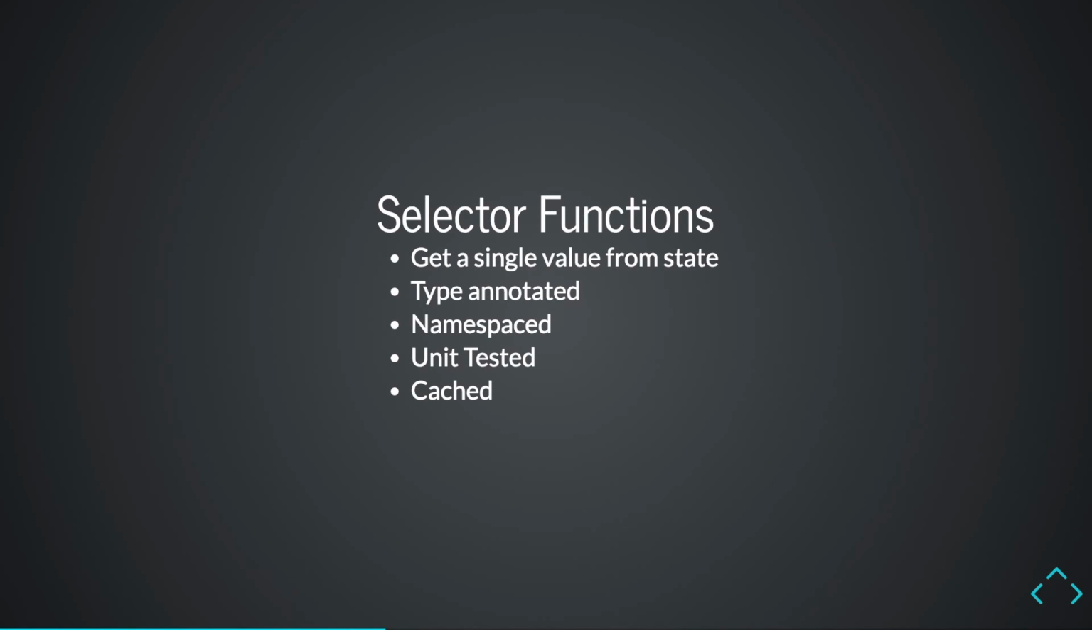So getting it out, selector functions. This is different than a typical map state to props function in that we say a selector returns a single value, and in that way it becomes reusable. If your selector functions are returning the specific props that a component requires, it's not nearly as easy to reuse. And the great thing is that, again, we're able to 100% type annotate these, we namespace them, we unit test them, and we cache them heavily with reselect.